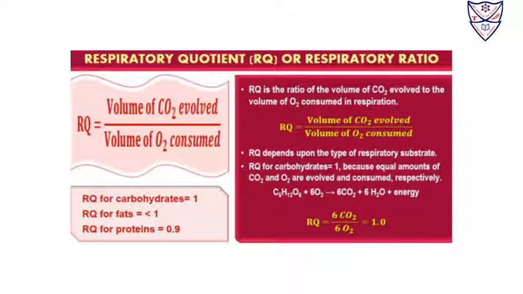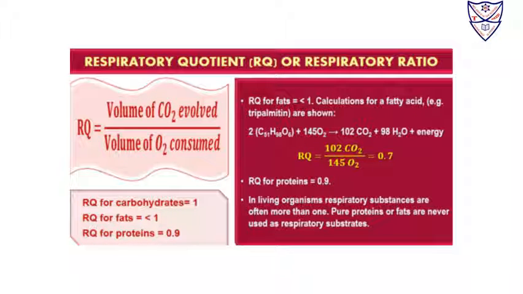Now let us learn what respiratory quotient is. It is the ratio of the volume of CO2 evolved to the volume of oxygen consumed. So this depends on the type of respiratory substrate. For carbohydrates, it is 1 because equal amounts of CO2 and O2 are evolved and consumed respectively. So 6 CO2 upon 6 O2 will give you 1. For fats, it can be less than 1 because the calculation for fatty acids can be like this: 102 CO2 upon 145 O2 gives 0.7, which is less than 1. For proteins, it is 0.9.